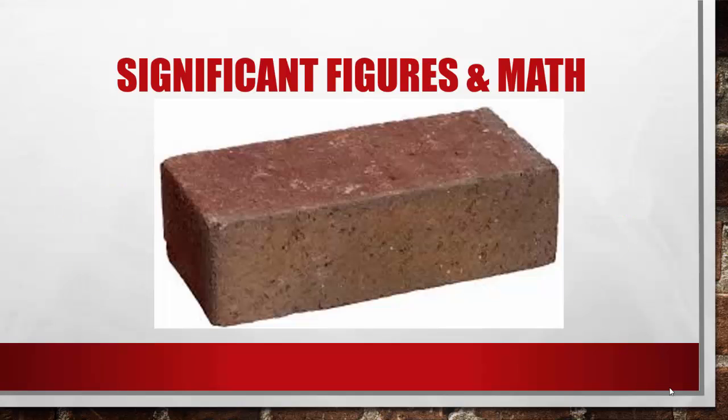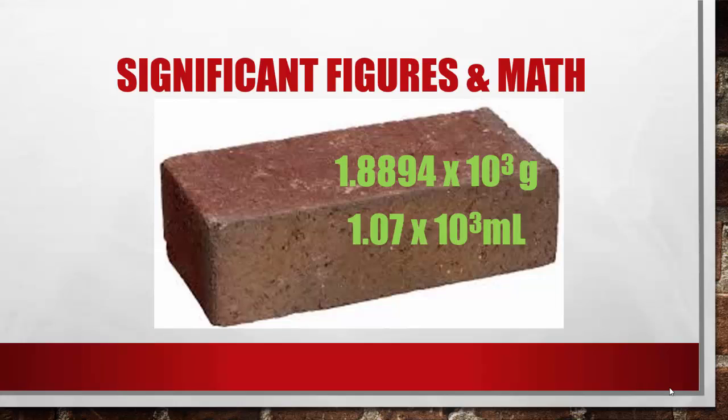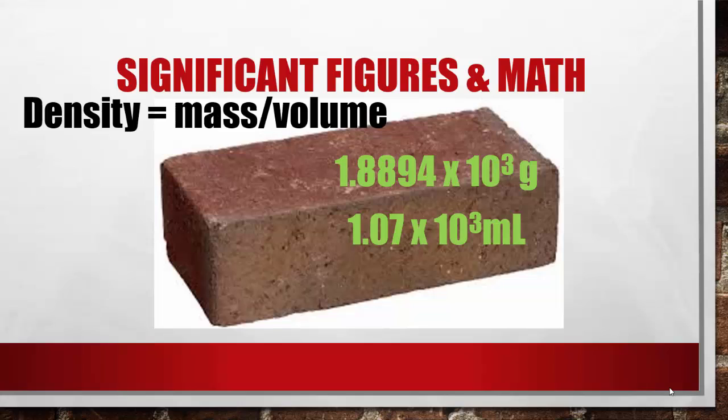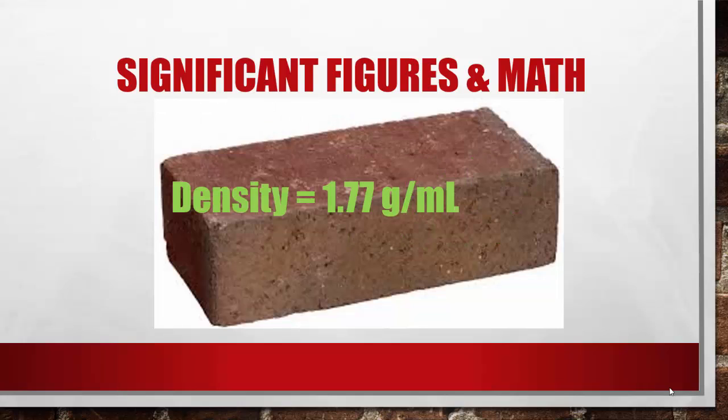You're given a brick. The brick has this mass and this volume. You're asked about the density, and I'll remind you the density is mass divided by volume. So what is the density of this brick? Please be sure you have the correct number of significant figures or the correct number of decimal places. The correct answer is that the density is 1.77 grams per milliliter.